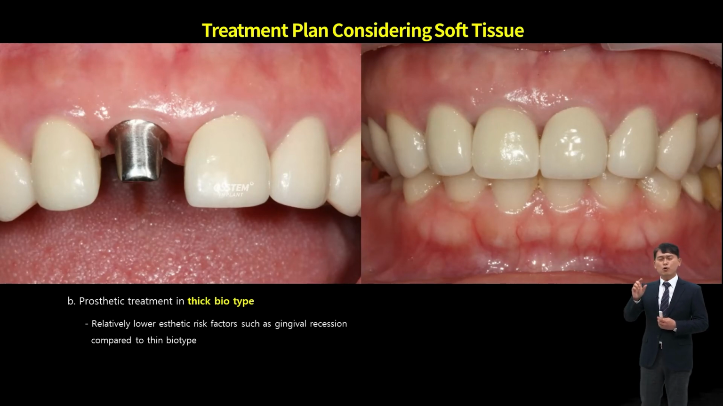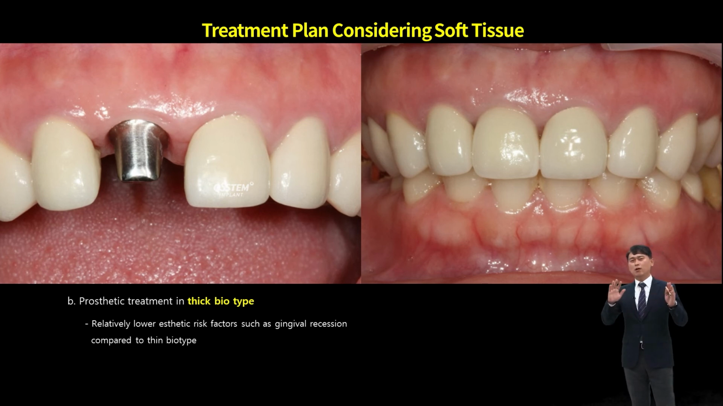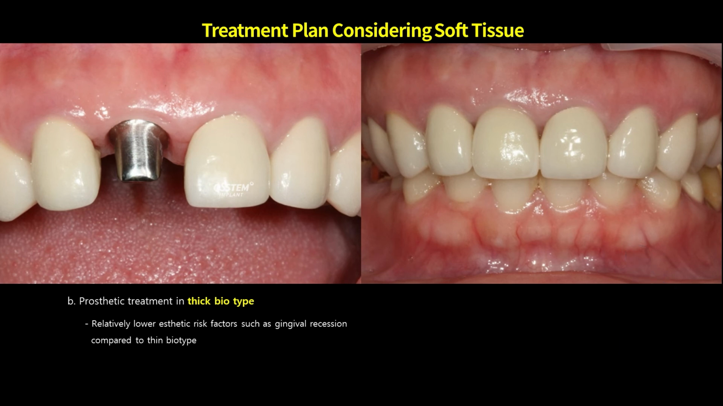In the case of thick biotype, there's nothing to worry about. About 0.5 mm subgingival margin is good. After that, provide an appropriate prosthesis for the patient. In the case of a thick biotype patient, you do not need to strictly abide by the principle, but you need to have at least 2 mm on the buccal side.